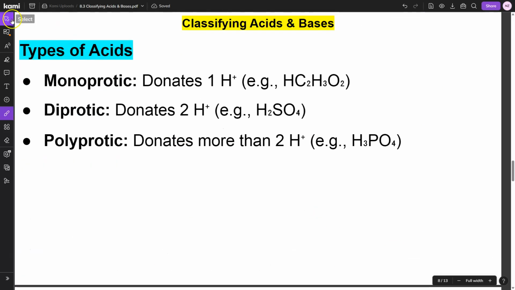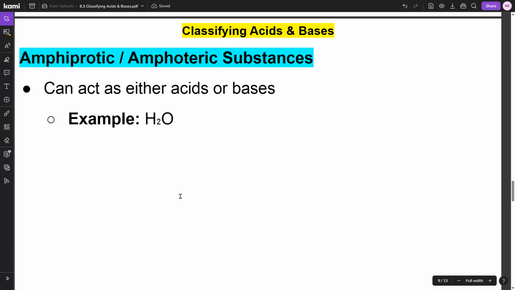All right, we have a couple types of acids. We have monoprotic, which donate one hydrogen ion. We have diprotic, which donate two hydrogen ions. And then we have polyprotic, which donate more than two hydrogen ions. We also have what's called amphiprotic or amphoteric substances, which can act as either an acid or a base, and water would be an example. Water can be an acid by donating a hydrogen, or it can pick up a hydrogen and act as a base.